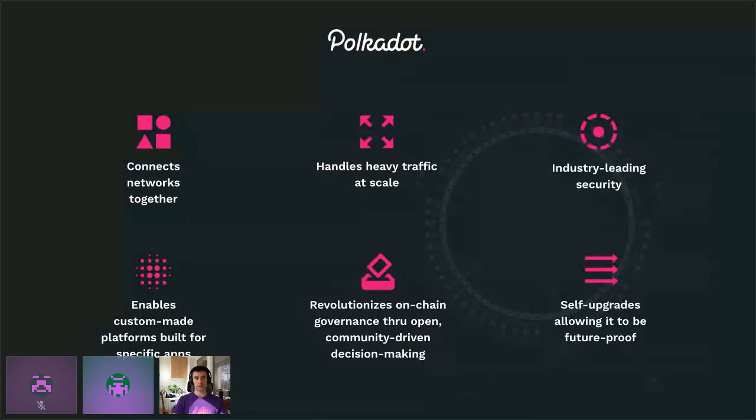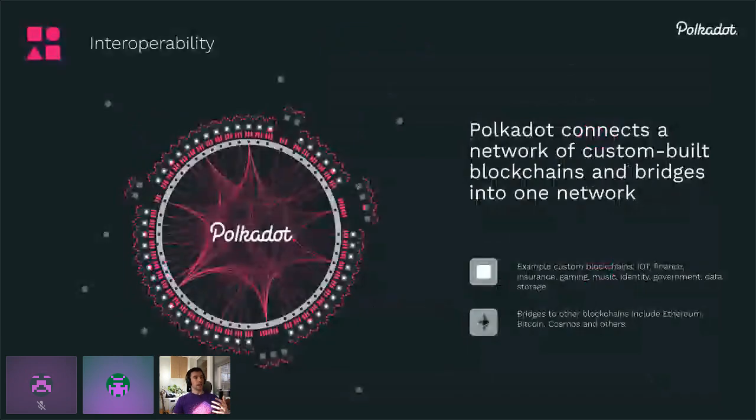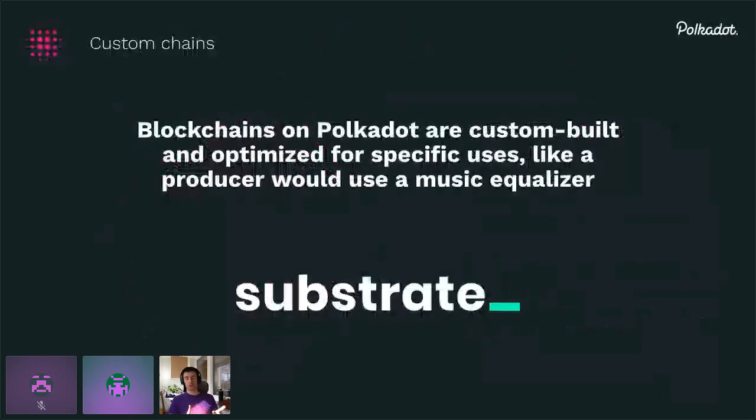There's also a concept called forkless upgrades or self-upgrades, which really ties into how Substrate is built, the runtime, as well as the on-chain governance and treasuries. So if we look at the notion of custom built chains, and I've touched on this a few times, really what stands out is Substrate.